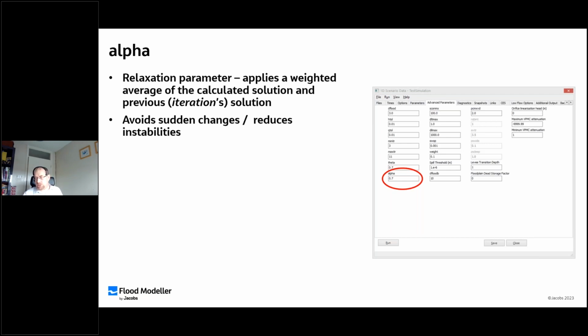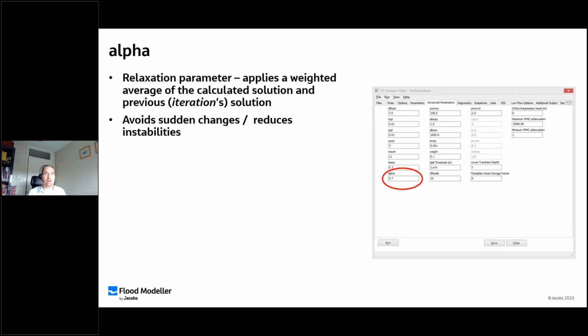Excuse me one moment. So closely allied to this, or used in conjunction with this, is the alpha parameter. What the alpha parameter does, and this is again 1D River, is to basically calculate a solution, and then it takes a weighted average of that currently calculated solution and the previous calculated solution. And that to me is a bit counterintuitive, like you've spent some time calculating a solution, why do you want to change it? The reason is that it can make the solution more stable.